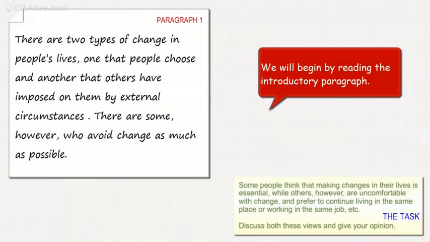We will begin by reading the introductory paragraph. There are 2 types of change in people's lives, one that people choose and another that others have imposed on them by external circumstances. There are some, however, who avoid change as much as possible.